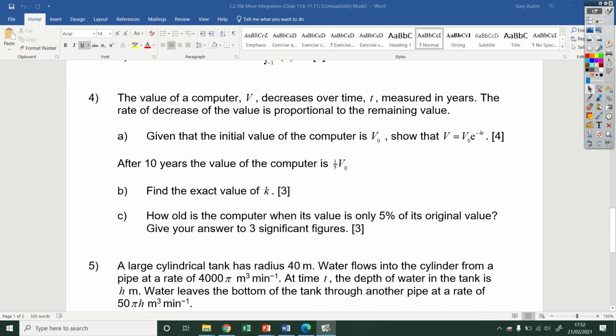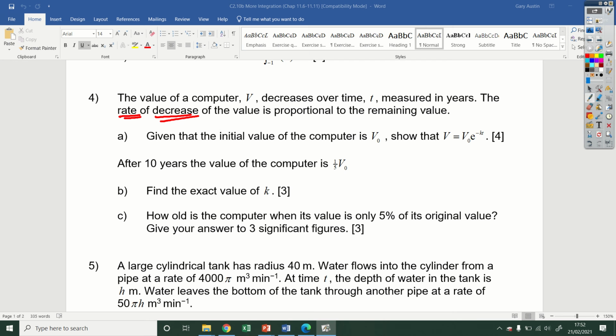Okay, number 4, this is going to be the first of 2 differential equations questions. So the value of a computer, which is v, decreases over time, which is t given in years. The rate of decrease, remember that word rate, and discuss what that means. Decrease as well, that tells you something to do with what's going on in your differential equation. It is proportional to the remaining value.